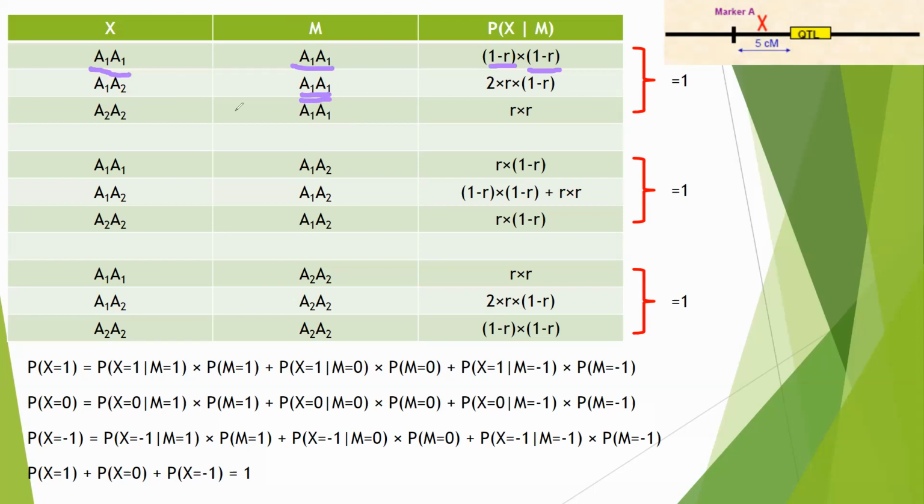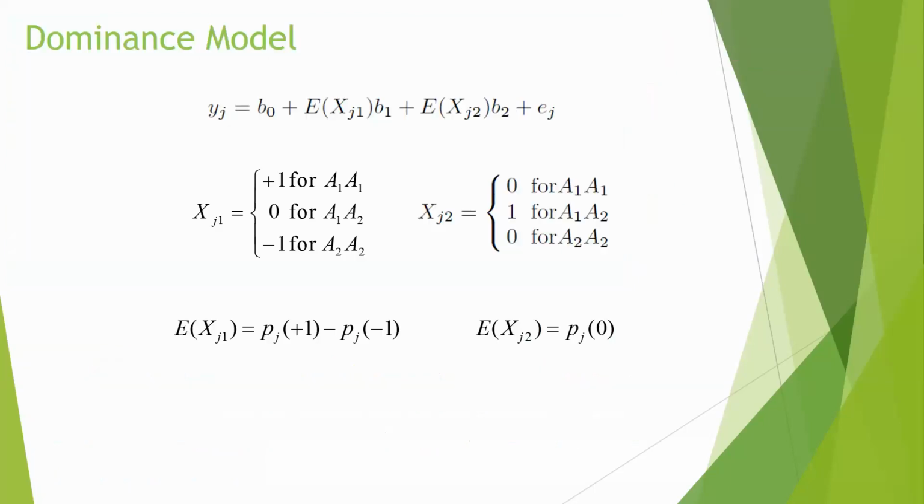The same is true here, right? Given the marker takes the first genotype, but the QTL takes the heterozygous, you see some recombinations there, right? So this is how we calculate the probability and so on. So we are familiar with this. And once we have this probability, we can easily calculate the expected value for X. So let me show you the next slide.